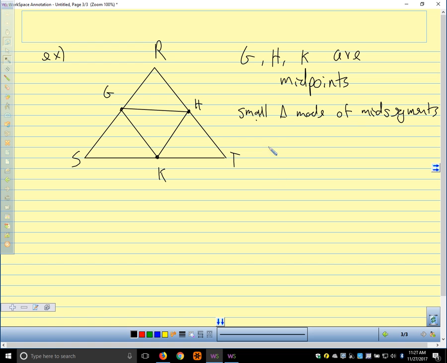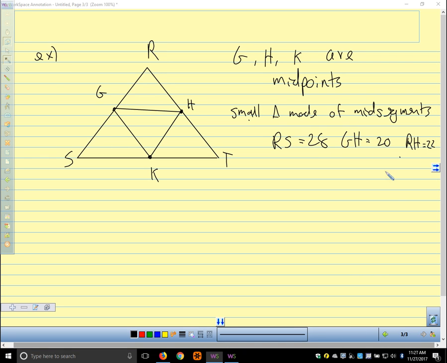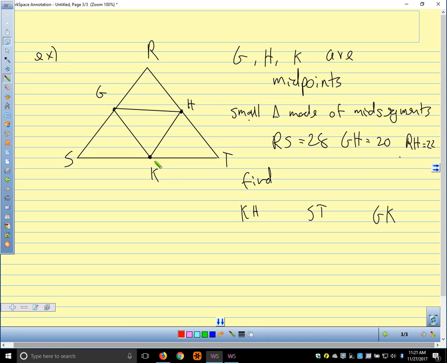All right, and we know that RS is 28, GH is 20, and RH is 22. We want to know KH, ST, and GK. Well, let's start with KH. There is KH. So which side is KH parallel to? RS. So those two are related. Well, we know that RS is 28. So KH is 14, half as long. So KH is 14.